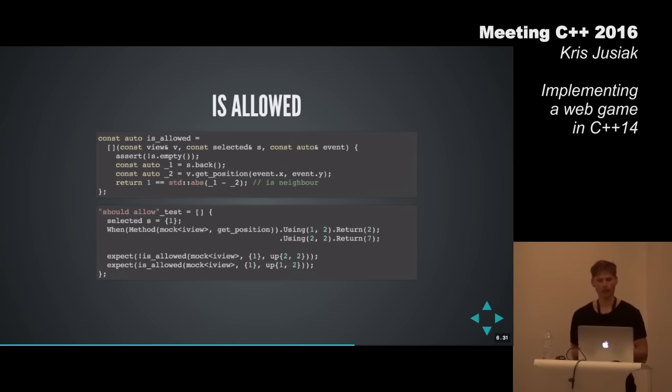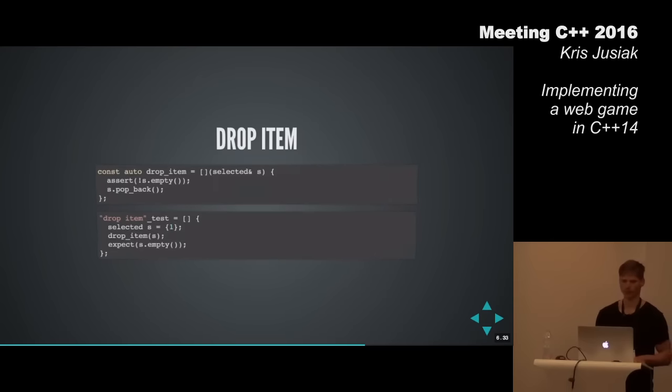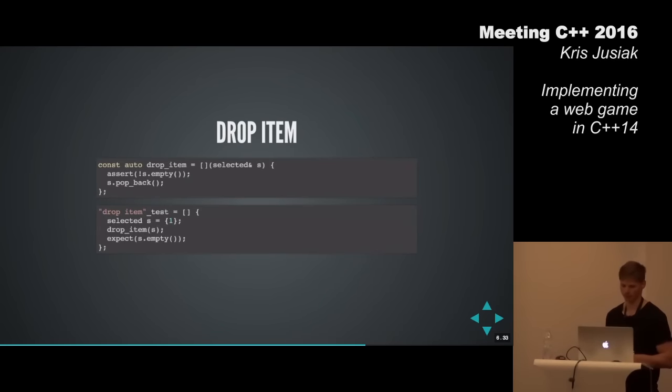And we just get X and Y, get the position, and if it's a neighbor, we can then proceed. Because if you have a board and we swipe from the top left corner to the bottom right, that doesn't make sense, because there's no fun, since we could just exchange any of the elements. So only allowed elements have to be neighbors. If you are in the second element and it's not allowed, we just drop the item because we don't really care about it. Drop the item, we just get it out of this sequence.